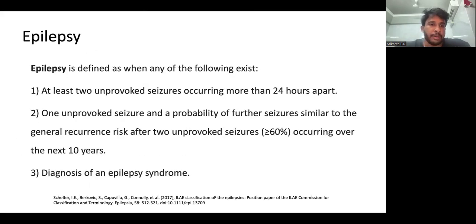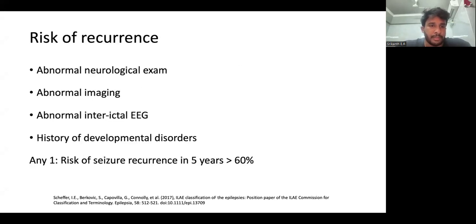Why it is important to label it as epilepsy is because once you label a patient to have an epilepsy, it changes their whole life. They cannot drive. In India, the Motor Vehicles Act does not allow you to drive if you have an epilepsy, and you will have to take long-term AEDs, and you cannot do any high-risk jobs. There are restrictions with respect to swimming and all of that. So it's a life-changing diagnosis, and that's why it's important to identify an epilepsy from a seizure.